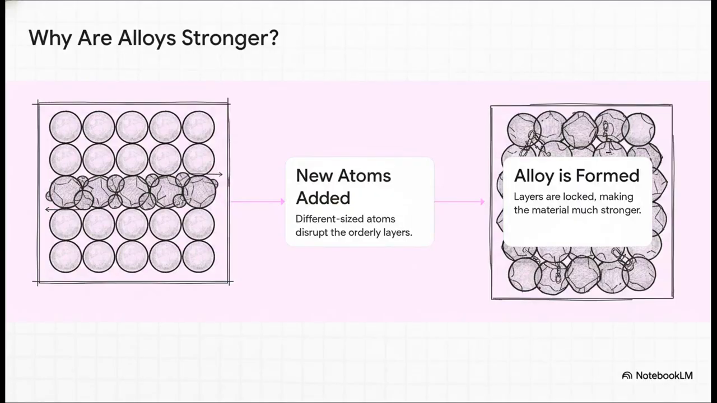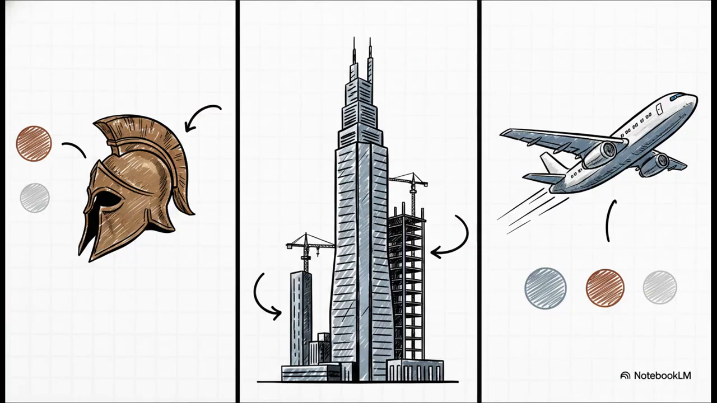So here's the big question. Why are alloys so much stronger? Well, think about it like this. In a pure metal, the atoms are all the same size, and they're stacked in these perfect, neat layers. They can slide past each other pretty easily, which is why a lot of pure metals are kind of soft. But now imagine you toss in some atoms of a different size. All of a sudden, those perfect layers are totally disrupted. They get in the way, locking the whole structure in place and making it much, much harder to bend or break.